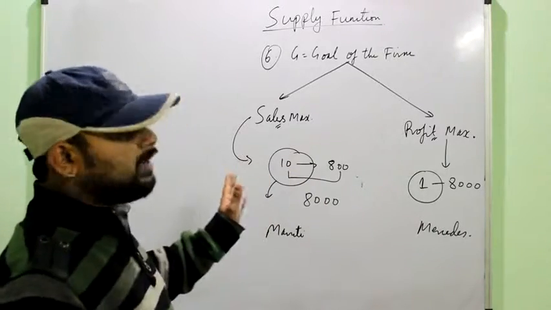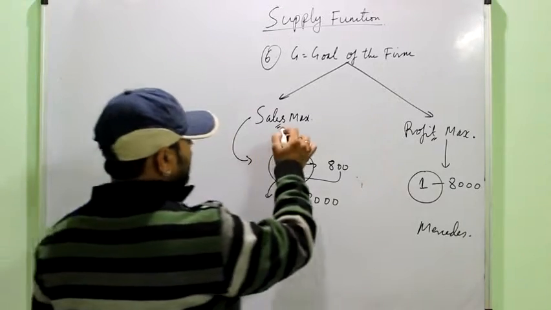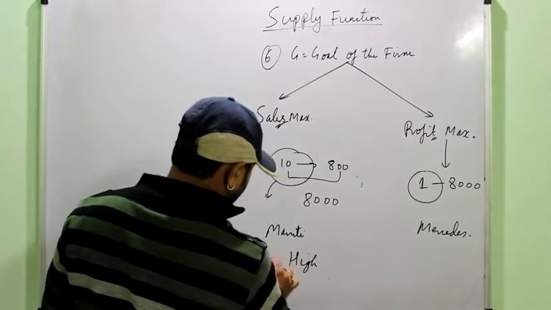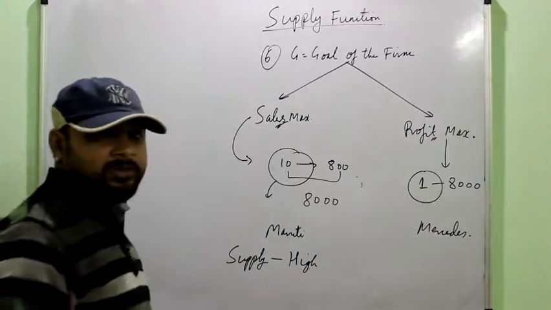So overall, you should know that both goals are similar. The only difference is that for the sales maximizing firm, the supply is high because it is selling at a lower price, so it has to sell more units.